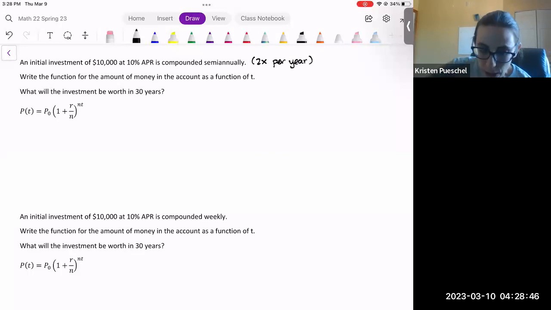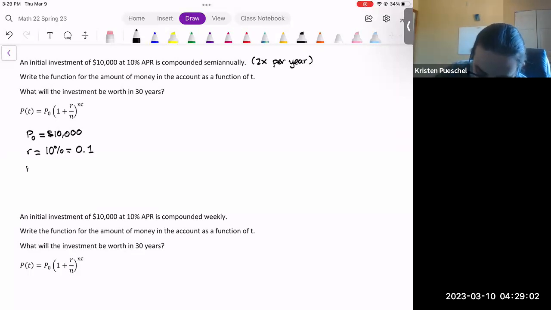Okay, so in our case, our initial investment was $10,000. Our rate of return was 10% per year, and we write this as a decimal, as 0.1. The number of compounding periods we have in a year is going to be equal to 2. And so we can write our function for the amount of money we have in our account at time t in years as 10,000 times (1 + 0.1/2)^(2t).